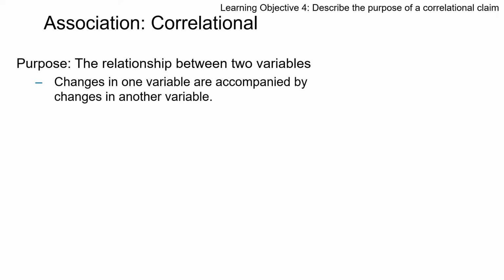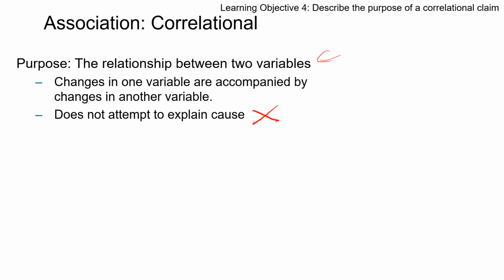Fourth learning objective, describe the purpose of a correlational claim. I already said this. Correlational claims, or association claims, are where we're looking at the relationship between two variables, trying to see if change on one variable is accompanied by change on another variable, but we are not looking to explain cause. So we're not trying to say that one variable causes another. We're just trying to see if there is a relationship between those two variables.